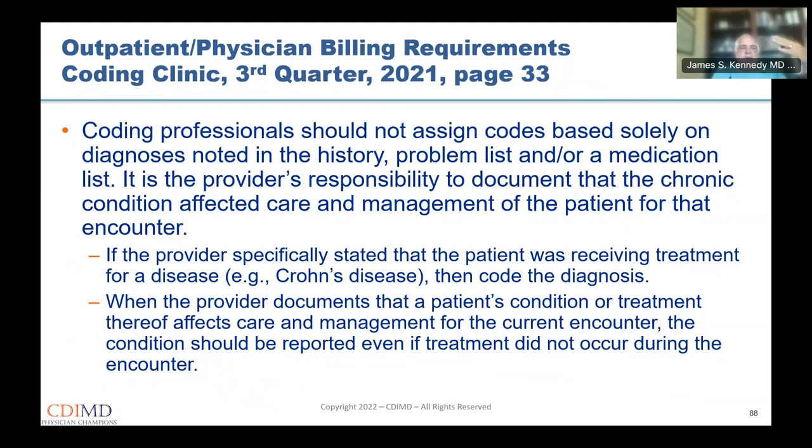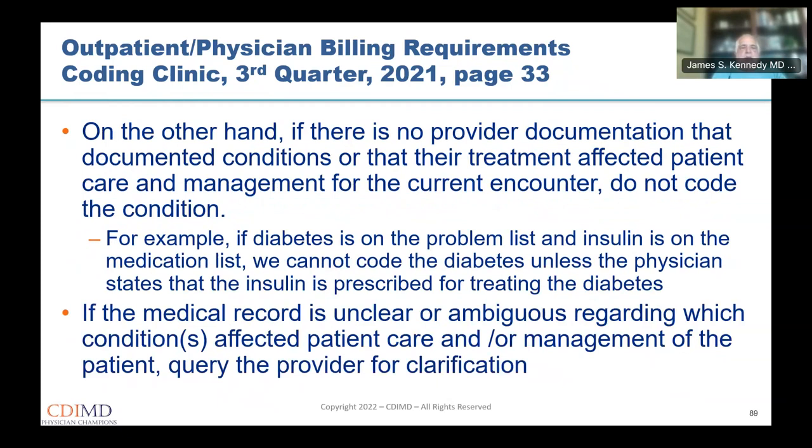There does have to be some consideration of the impact of the diagnosis on that condition. For example, if there is no provider documentation that their treatment affected patient care, do not code the condition. The doctor may say the patient has diabetes and may list insulin, but unless the doctor says that the patient's diabetes is being treated with insulin, then we cannot code the diabetes in the outpatient environment. This is again an area where you may want to query the physician. If we're not certain, then we have to query the provider for clarification.